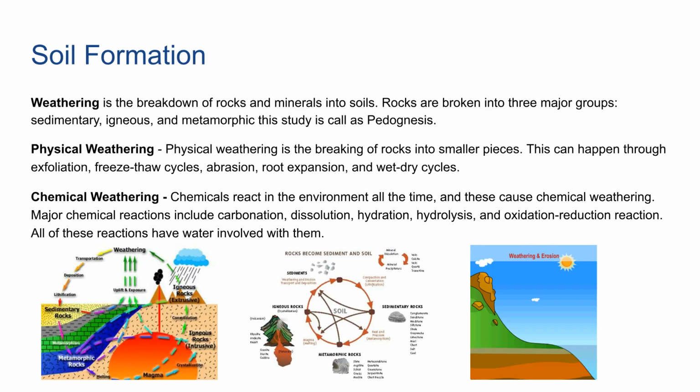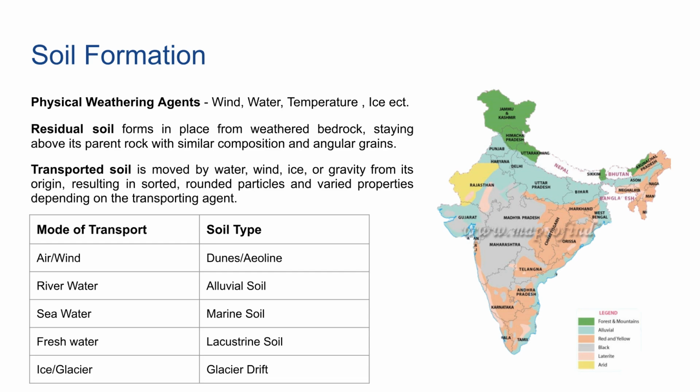Soil formation, or pedogenesis, begins with weathering, the breakdown of rocks into soil. Physical weathering, through processes like exfoliation and freeze-thaw cycles, breaks rocks into smaller pieces. Chemical weathering, involving reactions like carbonation and oxidation-reduction, further changes the rock composition, often involving water. Physical weathering agents include wind, water, temperature, and ice.